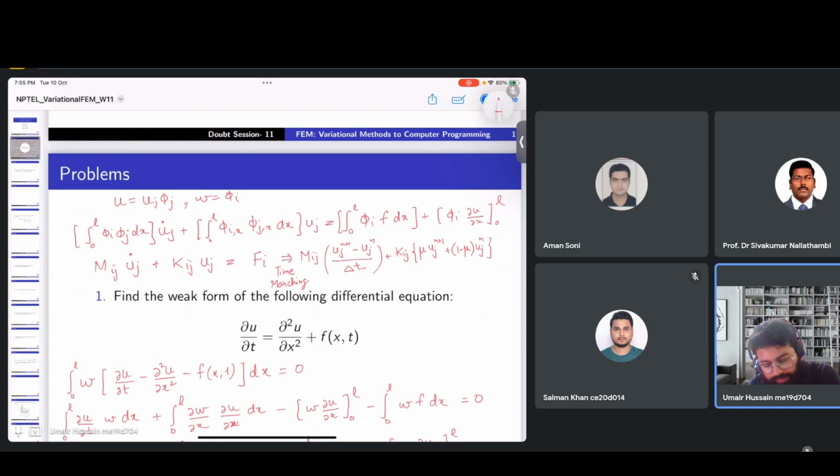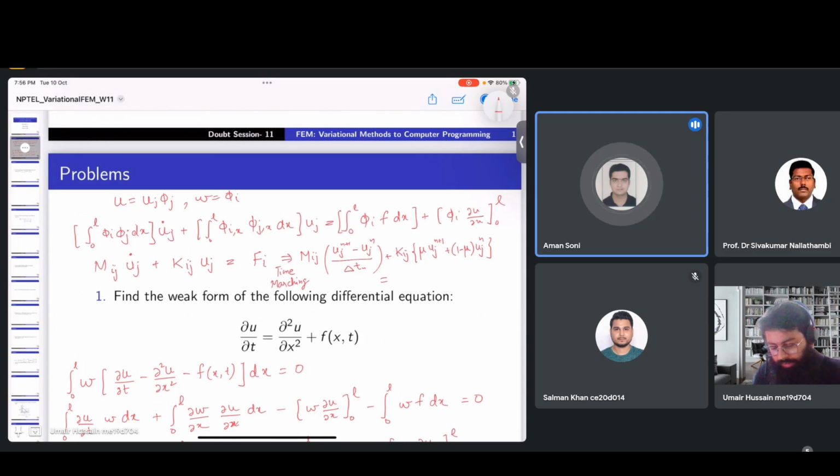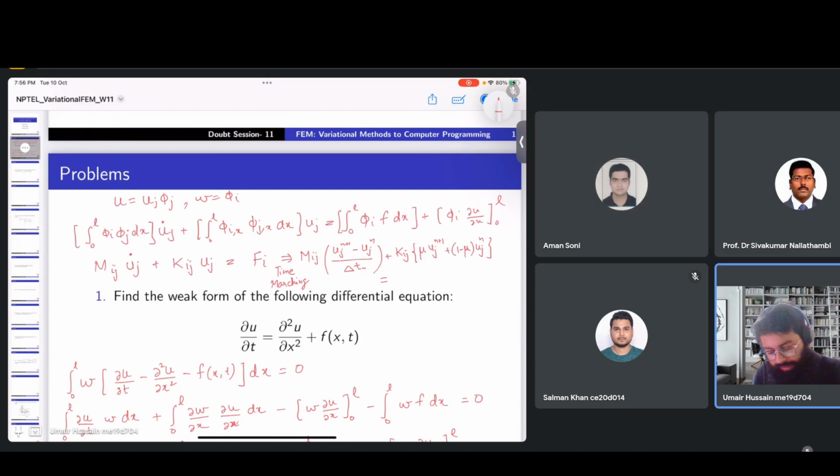And what about f_i? Can we write f_i as it is? I think so. But in f_i we have this f term which is dependent on time. It's a function of time. Yes, so it's safer to write it as f_i^(n+1).